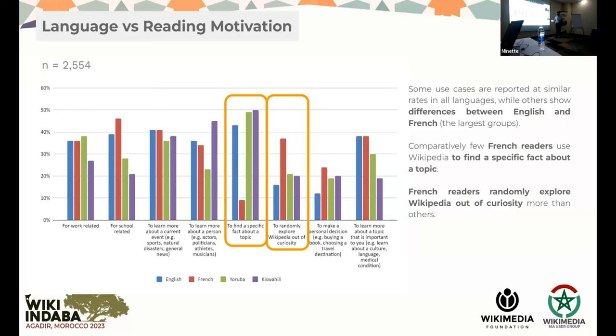And in fact, we see when we ask people, do you go there to find a specific fact about a topic? The blue line there is a lot higher than the red line. English readers responded that they engage in that behavior much more frequently than people who read French. On the other hand, when we ask people, do you randomly explore out of curiosity or out of boredom? The red line is much higher than the blue line, and we find that people who read French actually respond that they randomly explore more frequently than people who read English.